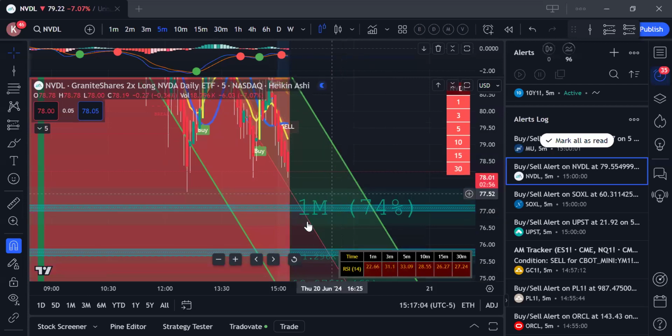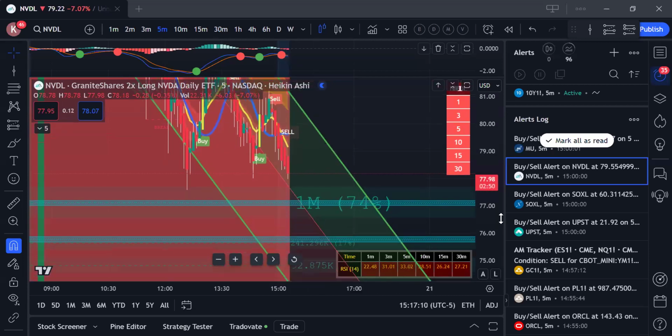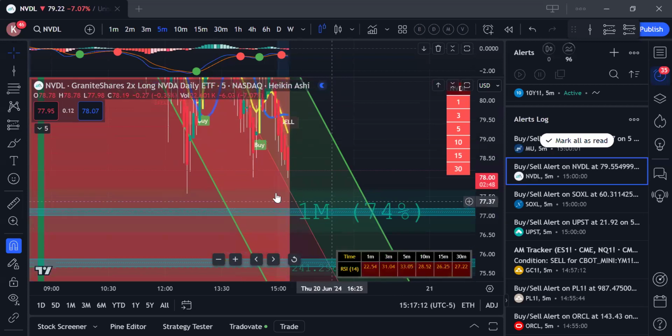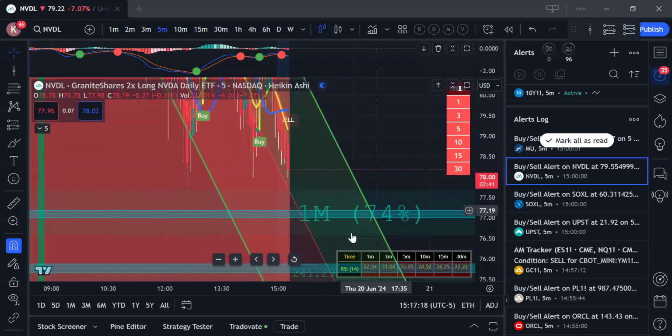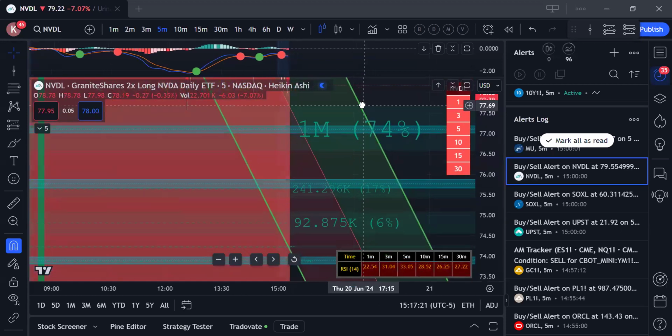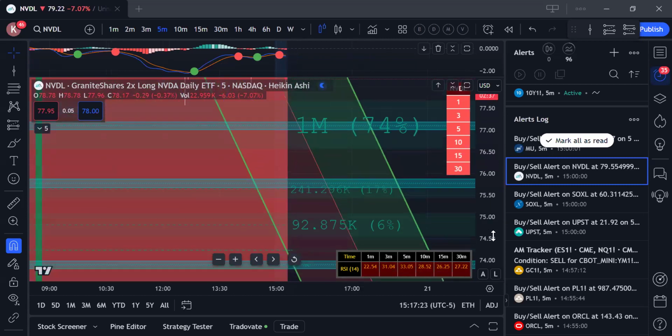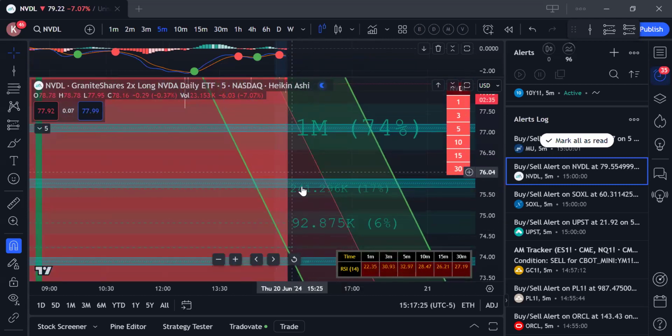There are 1 million orders here. NVDL may come here and then bounce back. So this is a good price to buy stocks. This is your second level. In case it drops here, then you can add a few more stocks here.